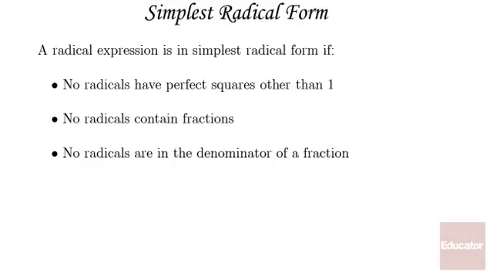Now, we've talked about a few techniques for getting a radical into simplest form, but how do you know when it's finally in simplest form? Well, there are 3 criteria to look at. The first one is that when a radical is in simplest form, no radicals will have perfect square factors other than 1. So again, going back to what we used in the beginning, the square root of 5x does not contain any factors that are perfect squares other than 1.